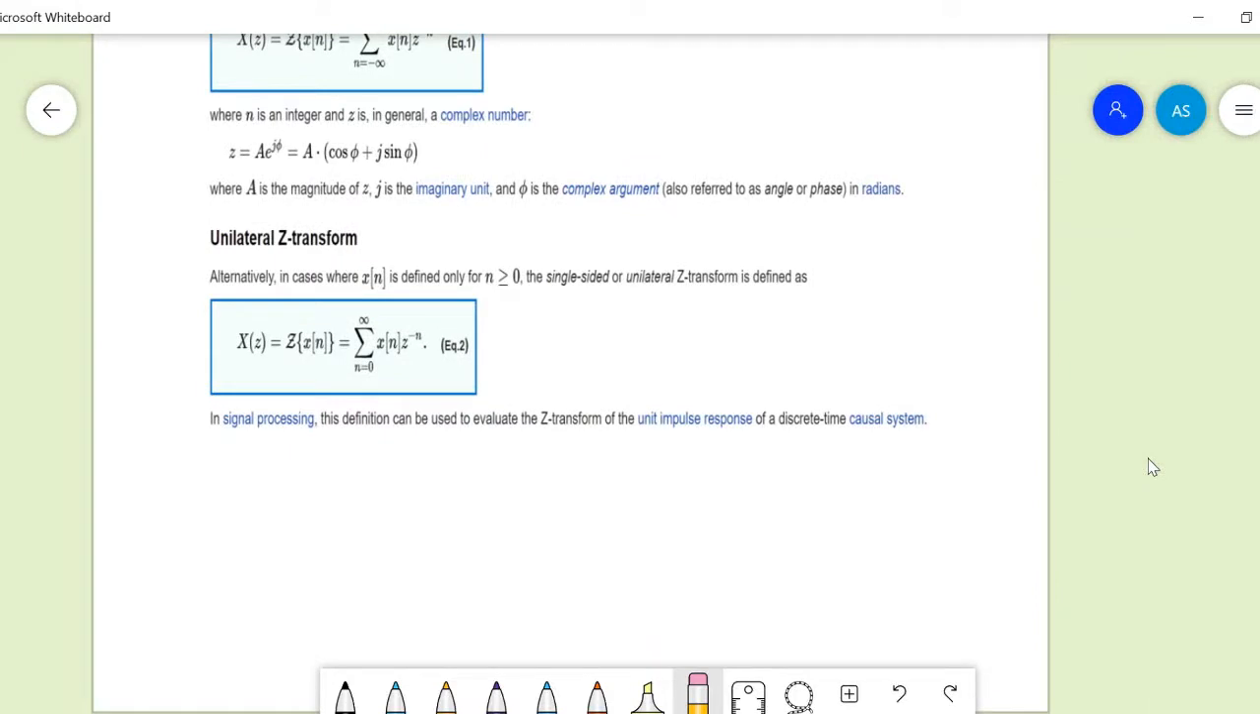Next one, unilateral or one-sided Z-transform. For the one-sided Z-transform, x of n is defined only for n greater than or equal to 0. The single-sided or unilateral Z-transform is defined by X of z equals summation n ranges from 0 to infinity x of n z power minus n. In signal processing, this definition can be used to evaluate the Z-transform of the unit impulse response of a discrete time causal system.